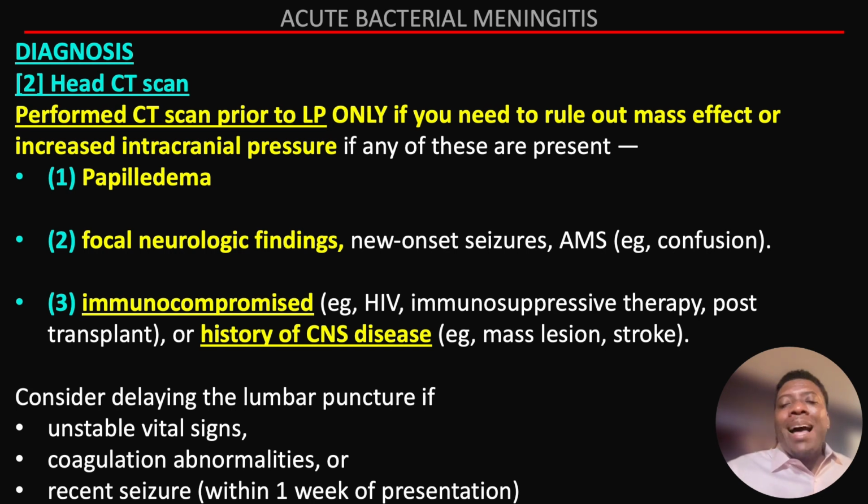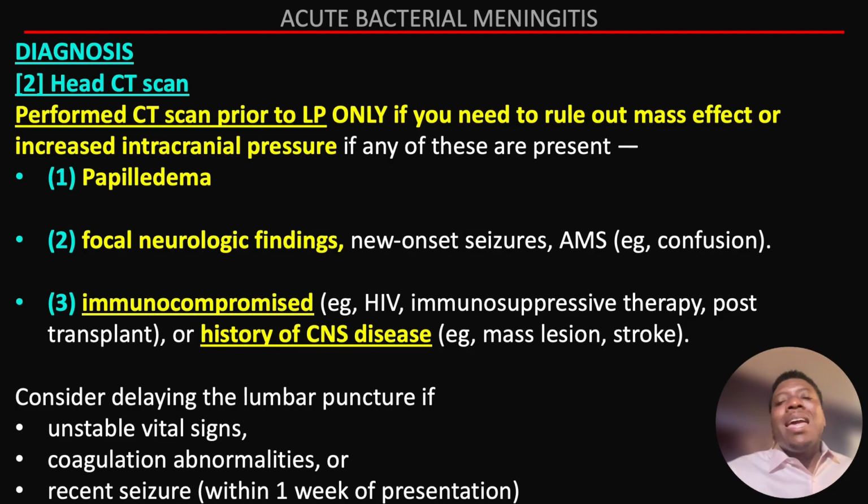However, if someone has either signs or symptoms of a mass effect or increased intracranial pressure, then we often want to perform some kind of neuroimaging before doing the LP to prevent uncal herniation. So in patients that have papilledema, for example, focal neurological deficits, focal new onset seizures, or severe altered mental status changes, you may want to consider doing imaging prior to LP.